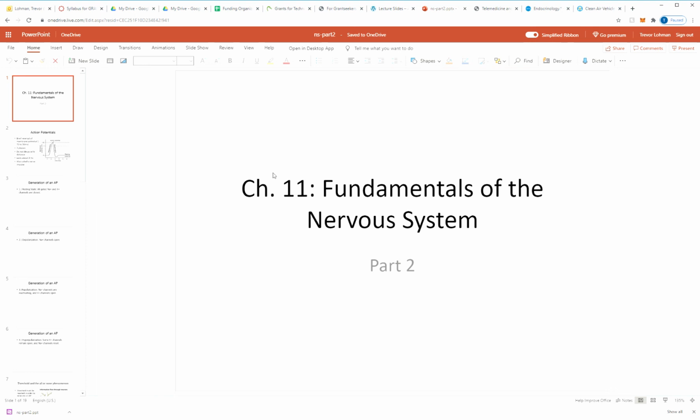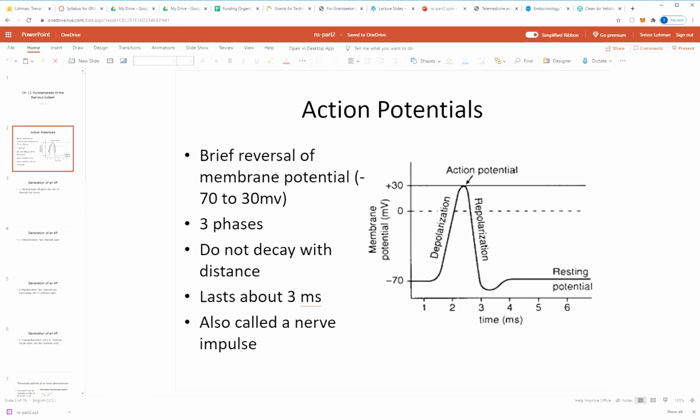And now we're going to be talking about action potentials. Action potentials are the star of the show. Reason being is that they're capable of transmitting over long distances without decay. But before we get into that too much, let's just run through these bullet points.